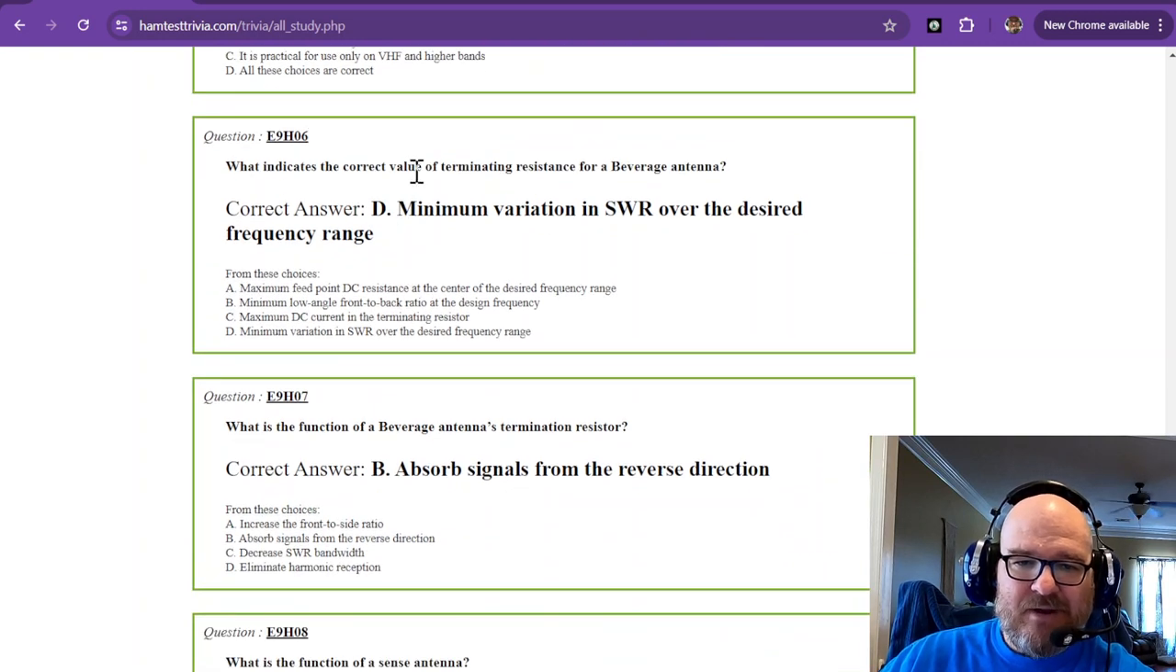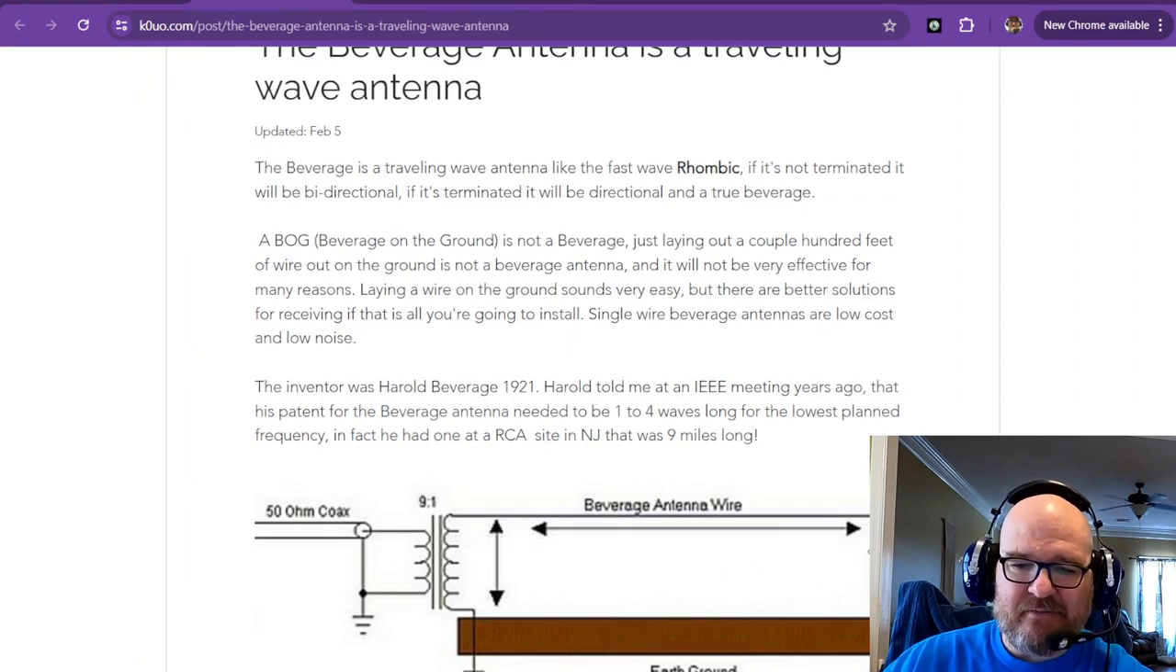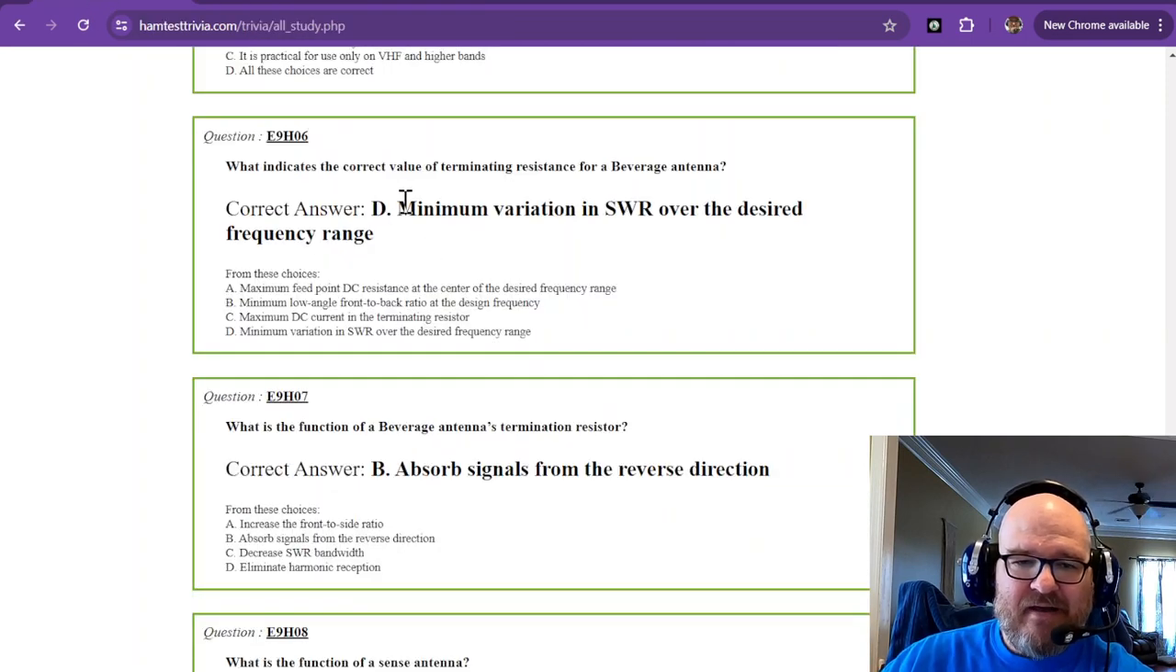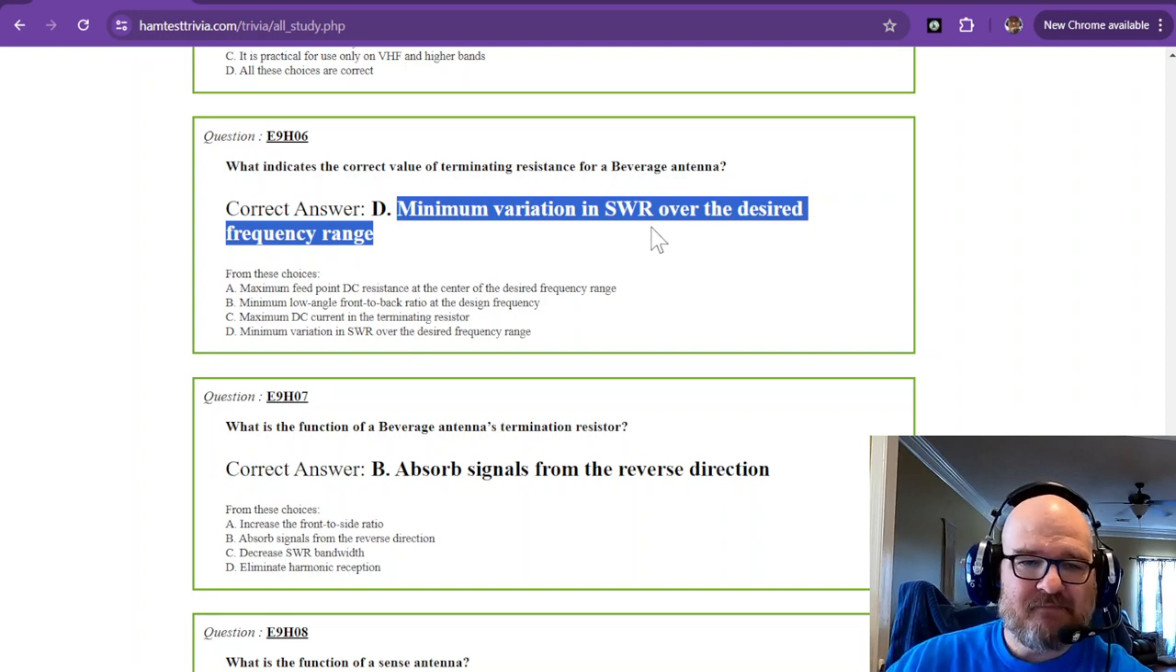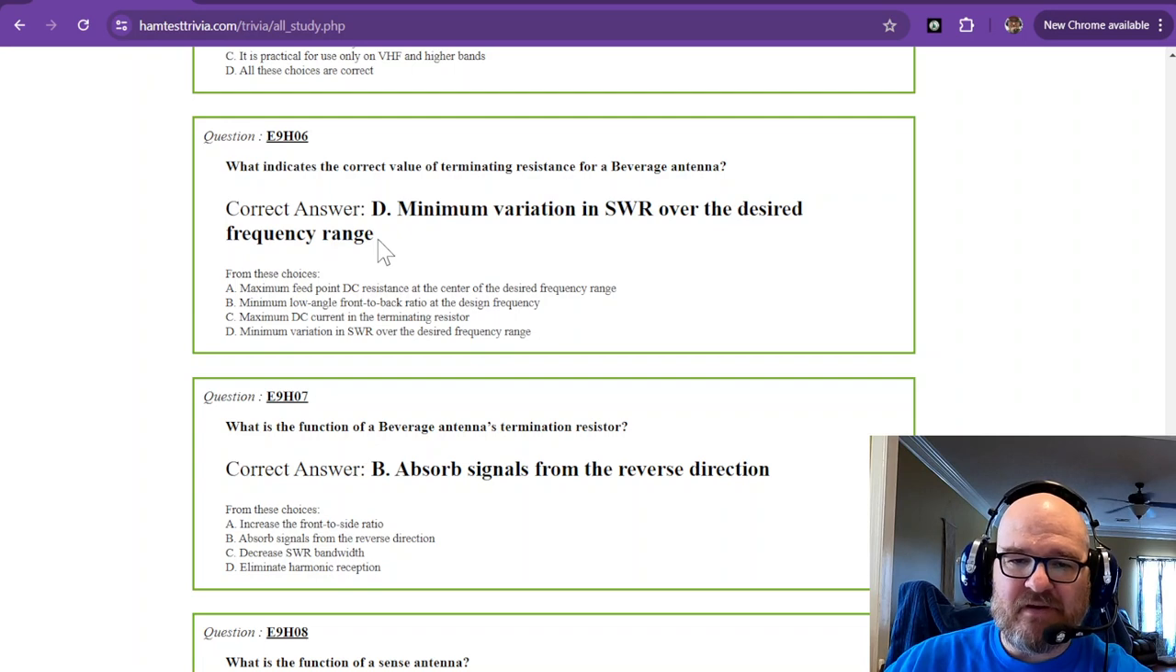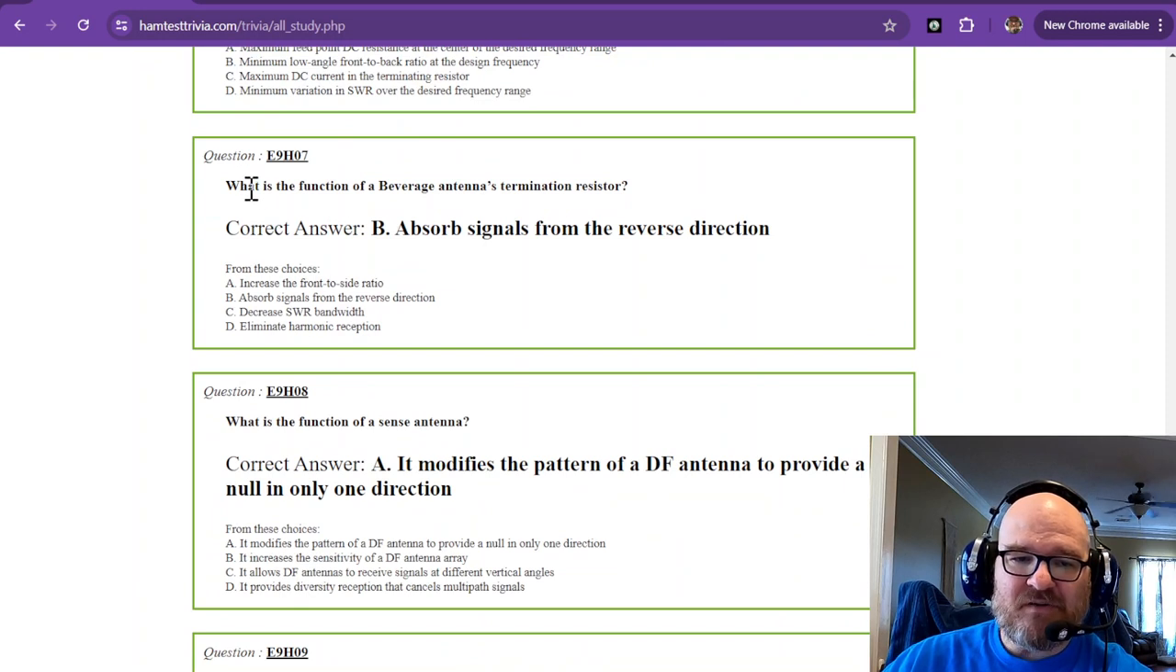What indicates the correct value of terminating resistance for a beverage antenna? Well, let's take a look at the beverage antenna again. Terminating resistance is over here. And some people put an adjustable one over here so that they can find that minimum variation in SWR over the desired frequency range. That is the purpose of the terminating resistor. There's also another purpose. What is the function of a beverage antenna's termination resistor? It absorbs signals from the reverse direction.